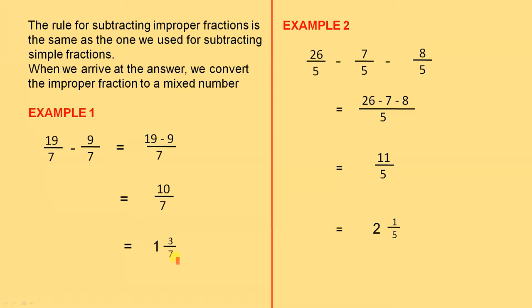Now to quickly check that that is correct, all you do is 7 ones are 7, plus 3 is 10, 10 over 7, and we can see that that's correct.